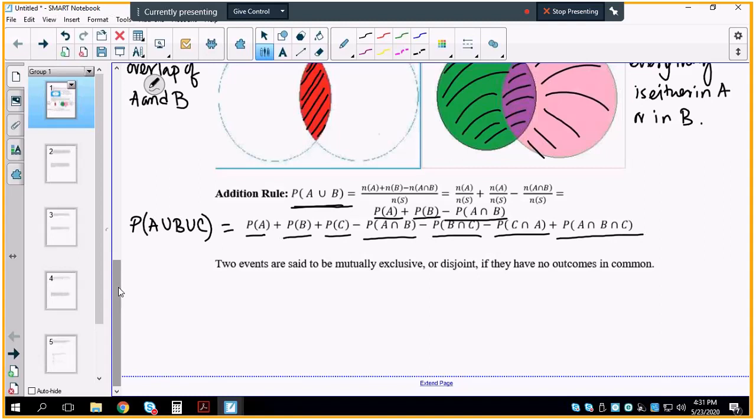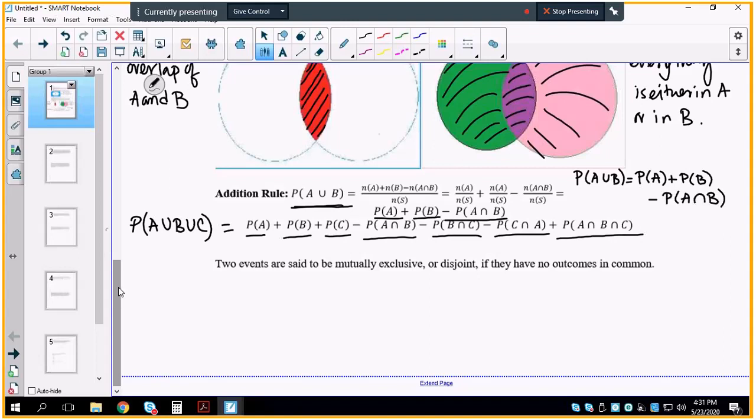Now we are, as usual, not going to be very hardcore learners of the formulas and the math behind them. We are going to remember the addition rule, especially for two events. All I want to remember is that the probability of A union B is equal to the probability of A plus the probability of B minus the probability of the intersection of these two events.